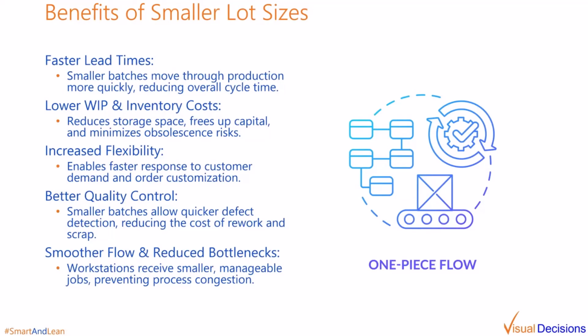However, many manufacturers struggle to transition from large batches to small batches due to setup times, scheduling complexity, and quality concerns. Some of the key benefits of reducing lot sizes are faster lead times, lower WIP and inventory costs, increased flexibility, better quality control, and smoother flow and reduced bottlenecks. But despite the benefits, it can be hard to do.